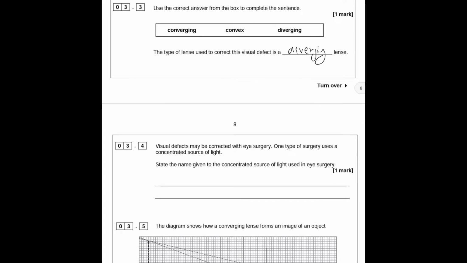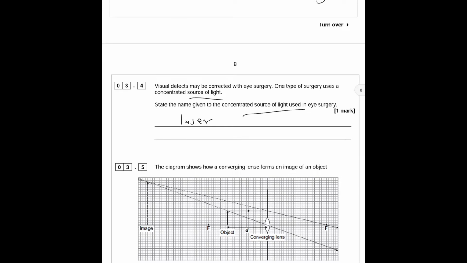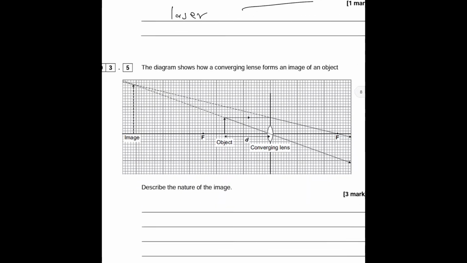Now, state the name given to the concentrated source of light used in eye surgery. Okay, this is a concentrated source of light. Nowadays, laser treatment is being used to fix eyes, where they do certain procedures in order to fix the eye.